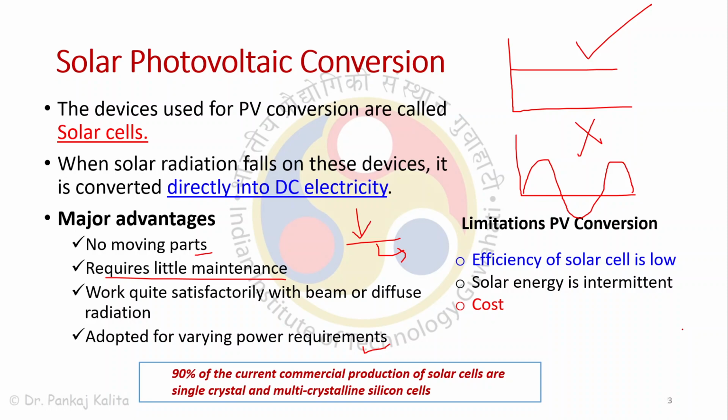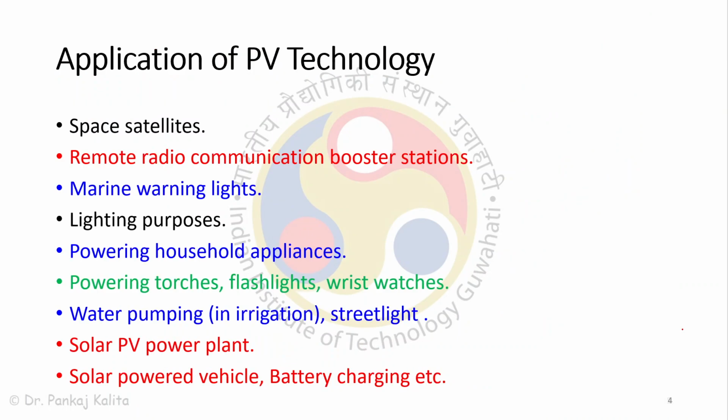And there is a fact here: about 90% of the current commercial production of solar cells are single crystal or multi-crystalline silicon cells. We will study what these are in the future slides. For now, take it as a fact that 90% are silicon-based cells, either single crystal, monocrystalline, or multi-crystalline, polycrystalline. These are the various applications. I don't think I need to go into detail on them.